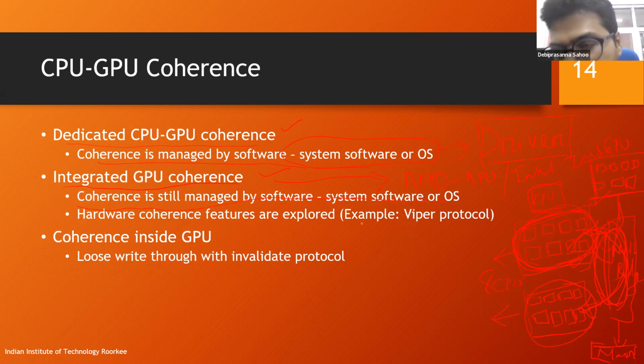are getting explored. That means there is research going on to maintain hardware coherence between the CPU and the GPU. One of the hardware coherence protocols which has been explored in the open community is the Viper protocol by the gem5 group. gem5 is a project in collaboration with AMD and the gem5 group. So they explore the Viper protocol. In Viper protocol, they maintain coherence between the CPU and the GPU via hardware without the involvement of any system software.